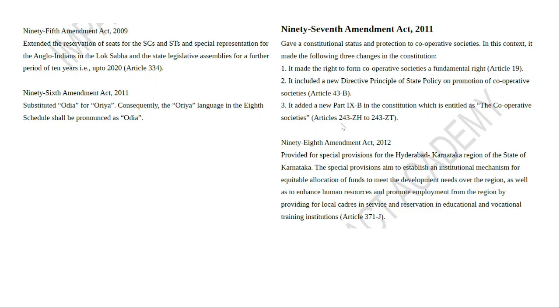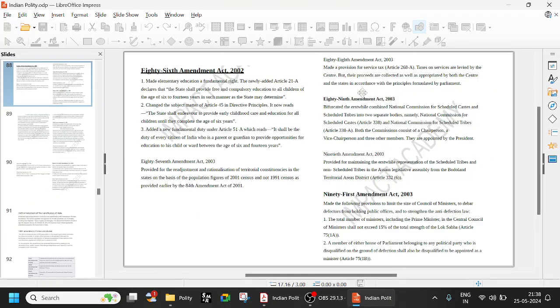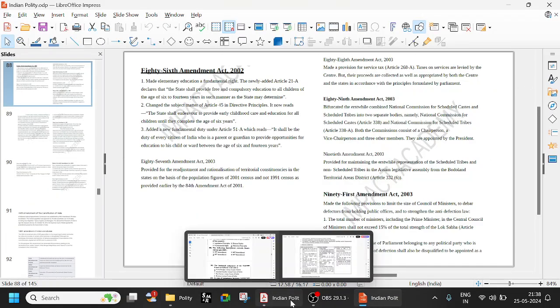Very, very important. Next, 243 we've seen from 243 to 243A to O. Okay, from K to K, and then we have that is panchayats. Then you have municipalities, and then you have ZH to ZT is cooperative societies. So 97th is very important. Okay. So these are all very important. 86 is also right to education, very, very, very important.